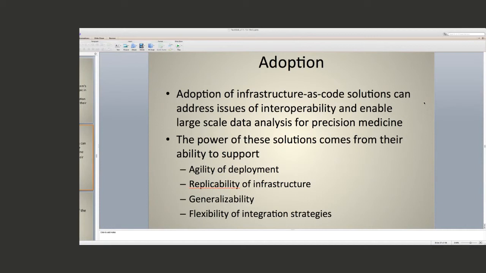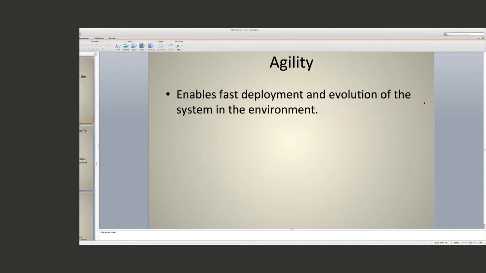Okay, so I'll go over each one of these: agility, replicability, generalizability, and flexibility in relationship to particular applications that have been deployed. Agility, think of that as enabling fast deployment and evolution of the system in the environment that you're developing in. So it's basically tied to where you're deploying.